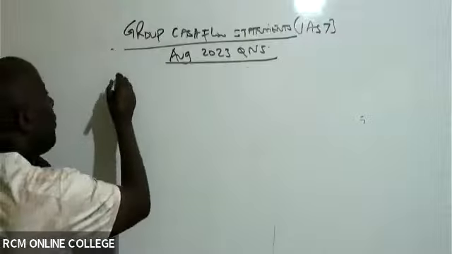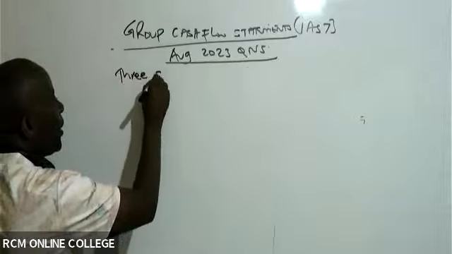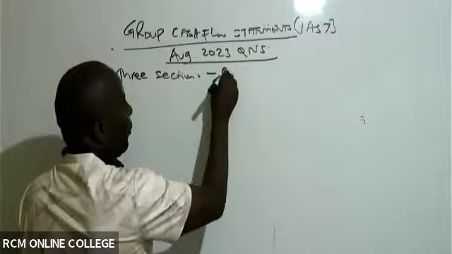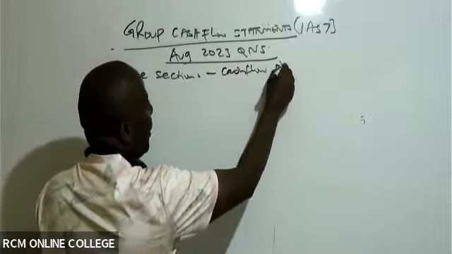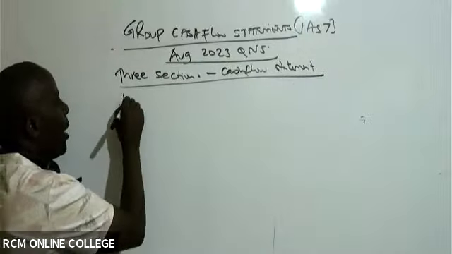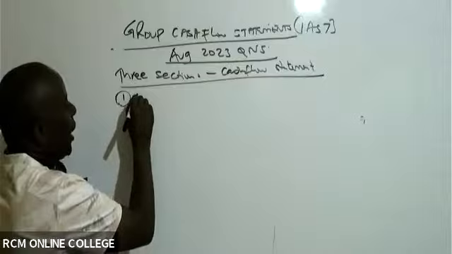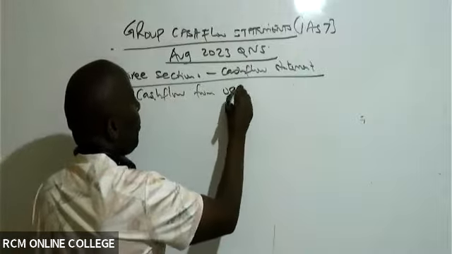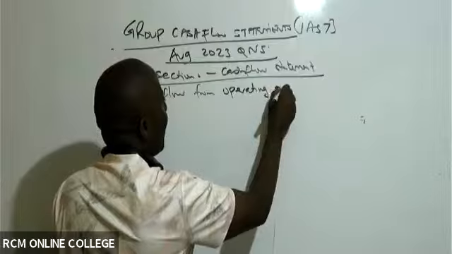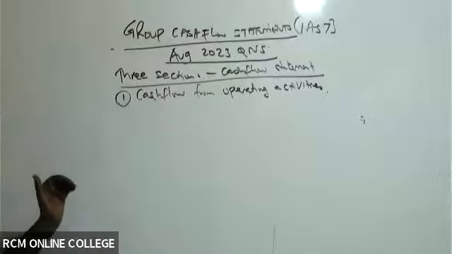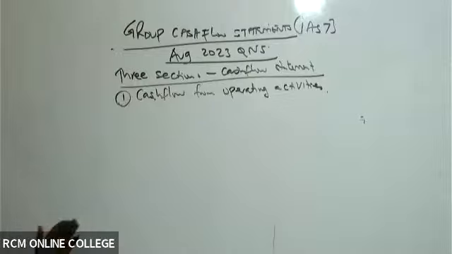So we will basically have 3 sections. Regardless of the method you're going to use, you shall always have 3 sections in this cash flow statement. Which sections are these? Number 1, we have cash flow from operating activities. That's number 1. Regardless of whether you're doing this cash flow using the direct or indirect method, we shall have cash flow from operating activities.